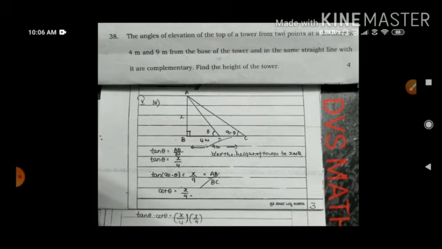Writing like this, angle of elevation theta, and 90 minus theta. They are asking to find the height of the tower. Here AB is the tower, BD is 4 here. Clear? Next, BC is 9. So the angles of elevation are from different points.